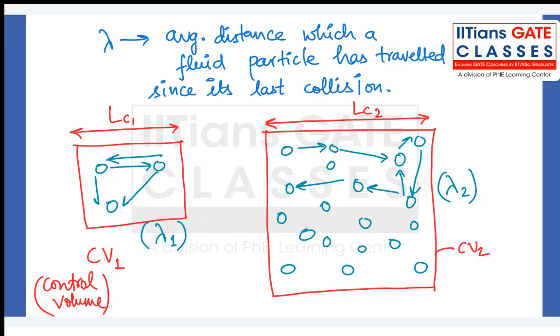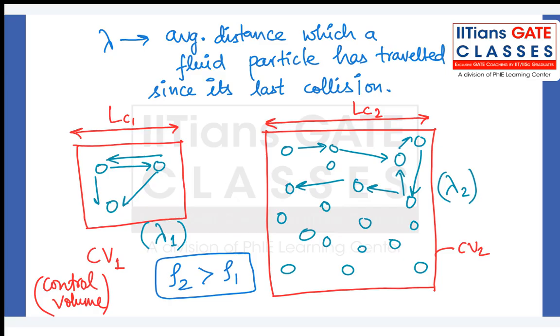So tell me which will be more, lambda 1 or lambda 2? And I'm also giving you one thing, that density. If I take the density of first and density of second, I will give you that second has more density of particles than the first. So tell me, lambda 1 and lambda 2, which will be more?